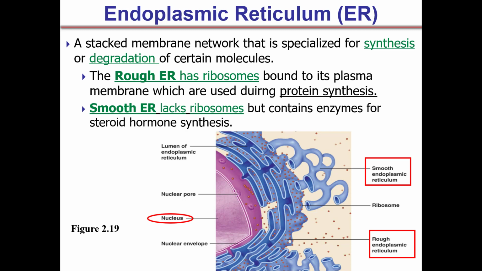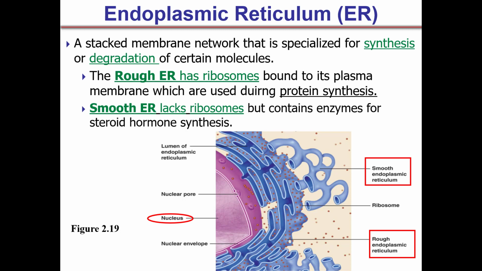Smooth endoplasmic reticulum lacks ribosomes. So if we remember that ribosomes participate in protein synthesis, then the rough endoplasmic reticulum with ribosomes can carry out protein synthesis. The smooth endoplasmic reticulum is smooth and lacks ribosomes, which means it can't participate in protein synthesis. The smooth endoplasmic reticulum, even though it looks maybe a little bit similar, has a very different function.